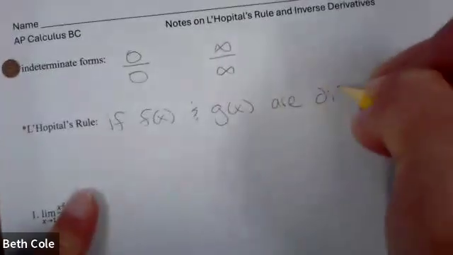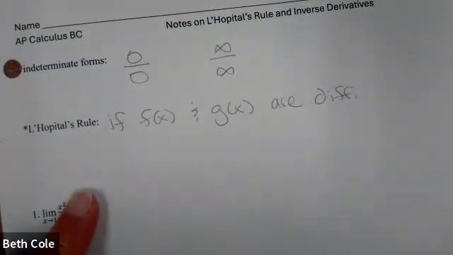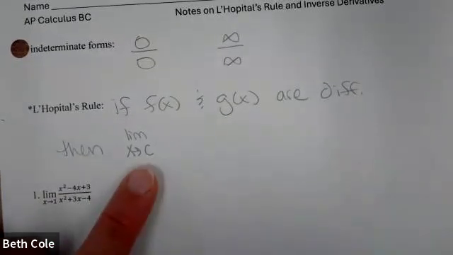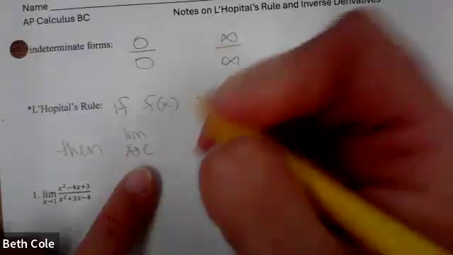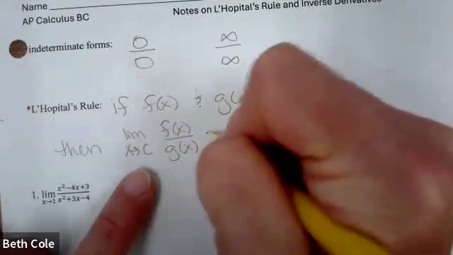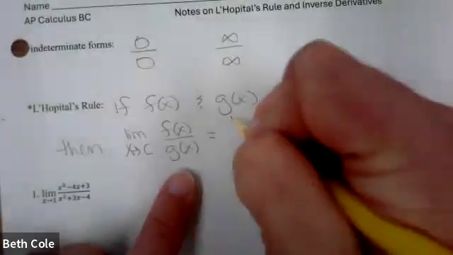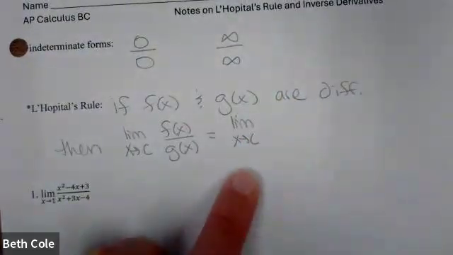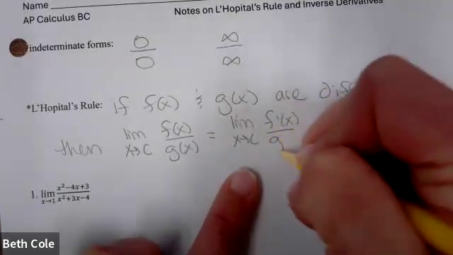Okay? So here's your L'Hopital's rule. If f of x and g of x are differentiable, then the limit as x approaches c, and when we do a problem, c will be a number, of f of x over g of x equals the limit as x approaches c of f prime of x over g prime of x.